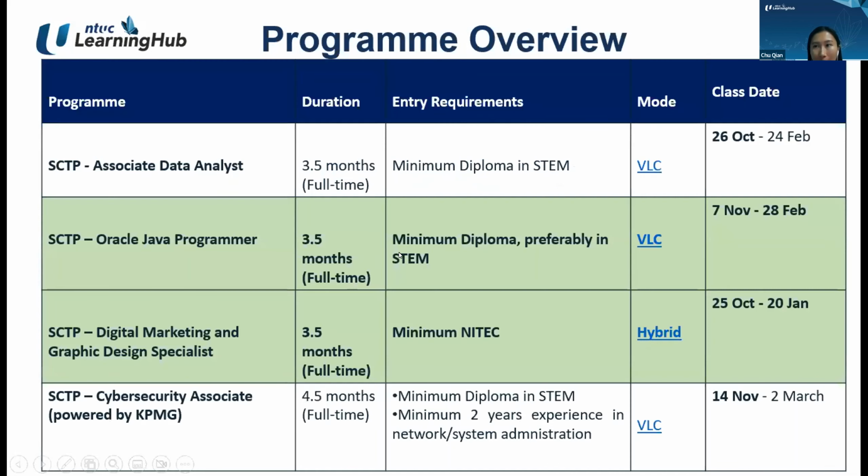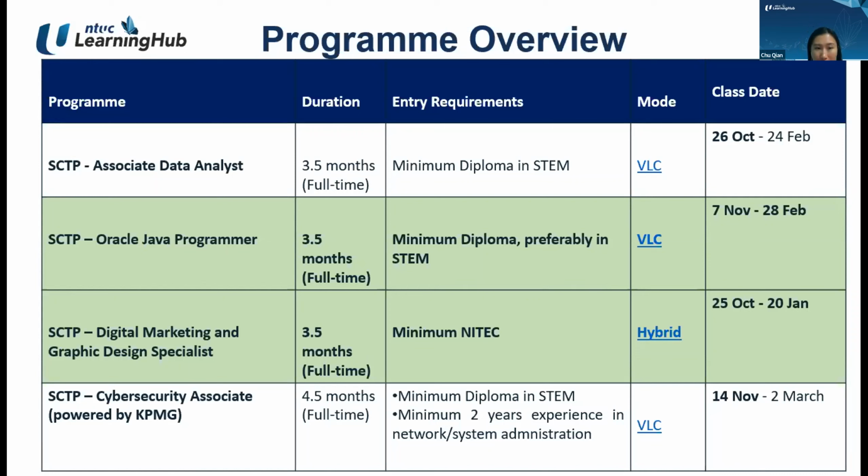All right. And at LHub, we currently offer 4 programs to help you pivot into these IT roles. And this is the important information: duration, entry requirements, mode, and class date. So today we will focus on the 2 in green. If you would also like to hear about the other 2 programs, you can join our other webinar on Friday at 3 p.m. So the Oracle Java Programmer and Digital Marketing programs are both full-time, meaning 9 a.m. to 6 p.m. each day, and have a total duration of 3.5 months.